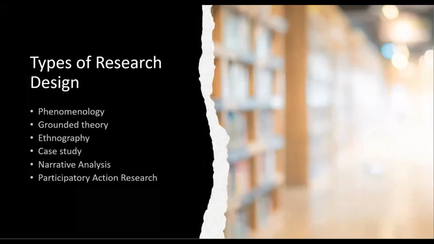Excuse me. As I've mentioned, we will be discussing these types of research design. The first four are the most common. First is phenomenology. I'll discuss it one by one, because I have to explain to you first the definition of each, the advantages and disadvantages of each, and then last is how to do it. So, you can take down notes. This is just a general backgrounder. I'll discuss the first four.